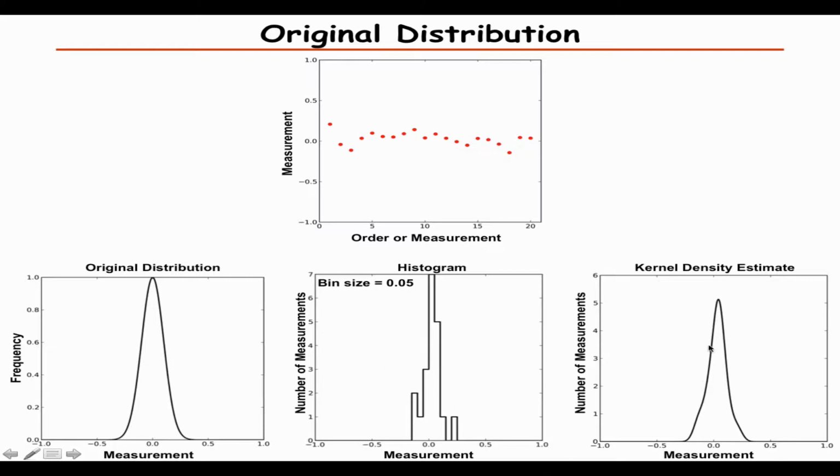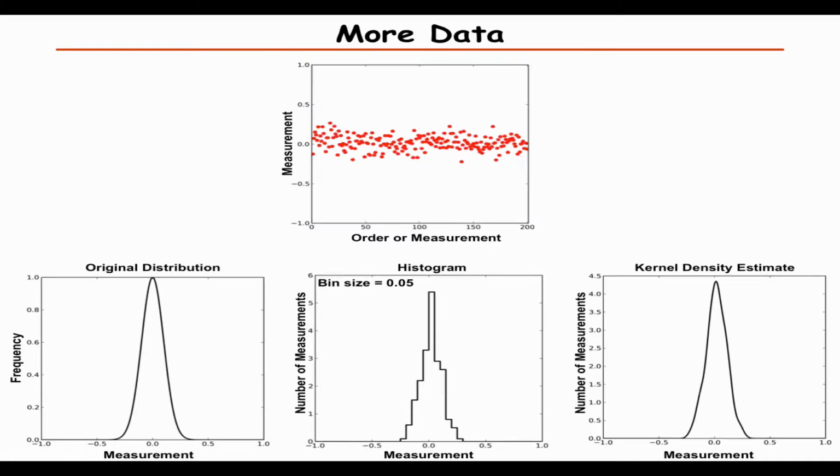We can see that both these measurements sort of recapitulate that. The kernel density estimate is slightly better at getting closer to the original distribution. But the problem is that we only have 20 points, so we're still not going to be able to get back to the original distribution very well. But if we increase the number of points, in this case to 200, then we see that both the histogram and the kernel density estimate get closer to the original distribution. And of course, when we do measurements, what we want to do is to sample this original distribution as well as possible.